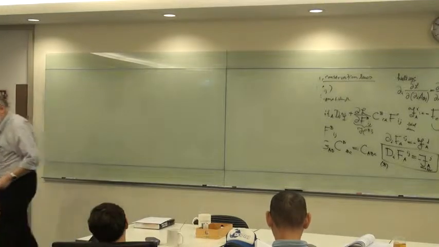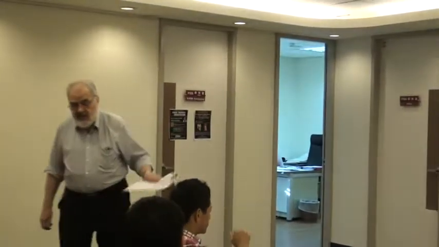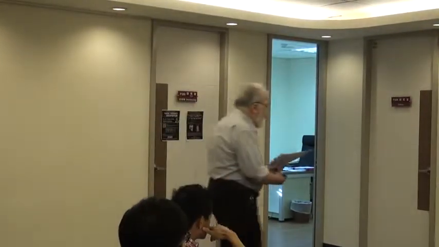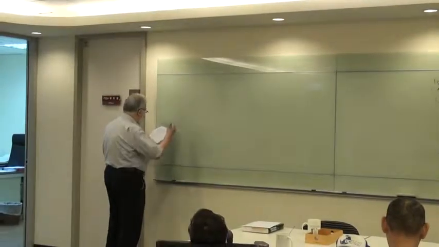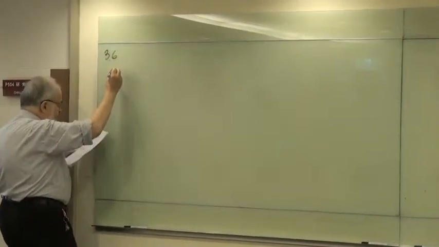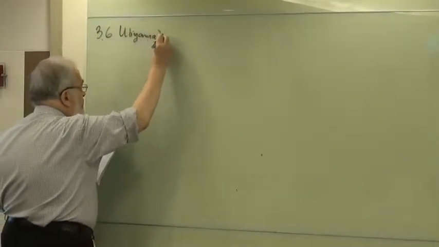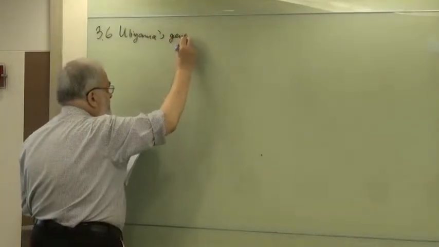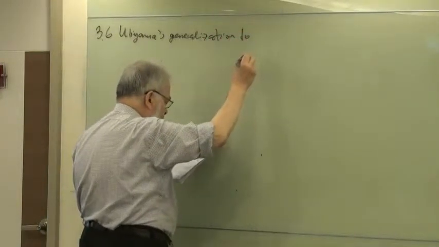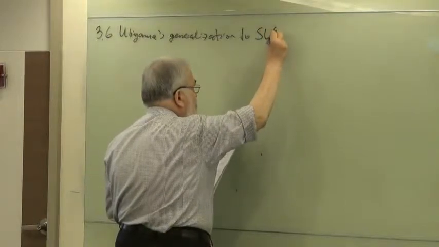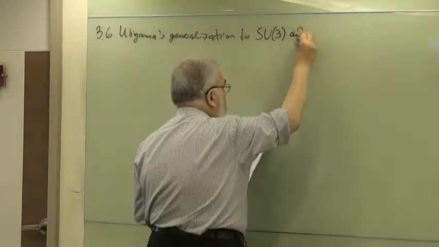So 3.5, and you should recall that SU(3) as a group in physics was only discovered in 1961. We are here in 1954, and Utiyama's paper was published in 1956. So 3.6, Utiyama's generalization to SU(3). It's just because after SU(2), obviously SU(3), and any semi-simple Lie group.